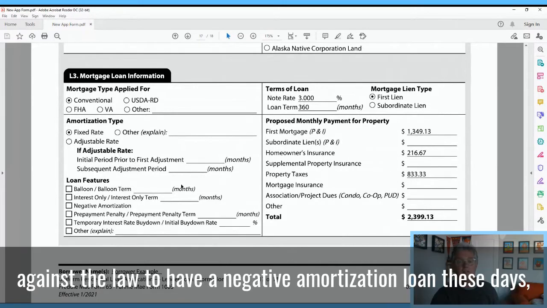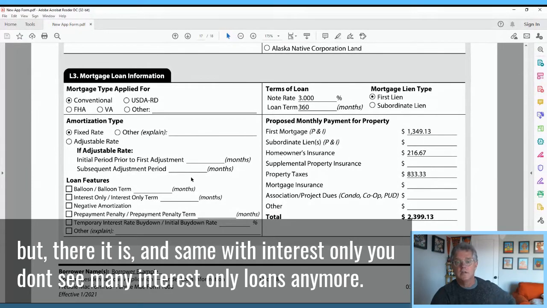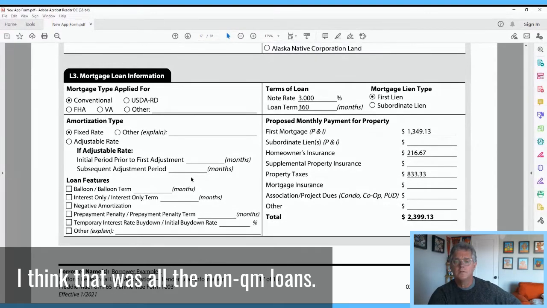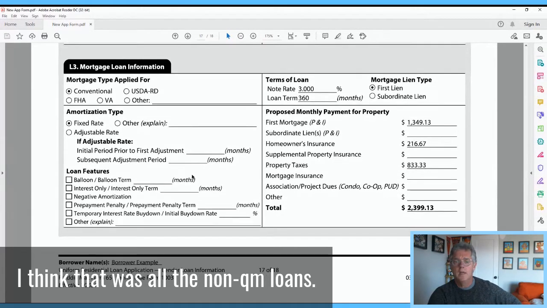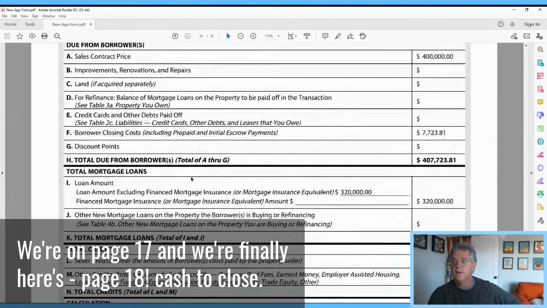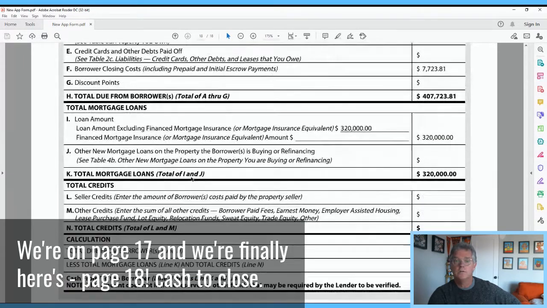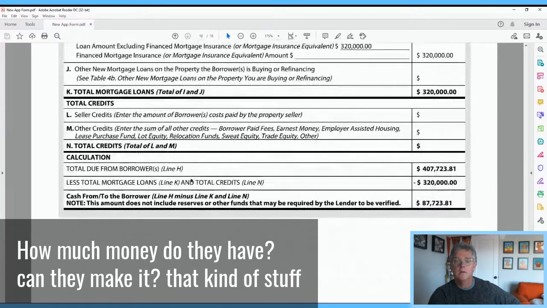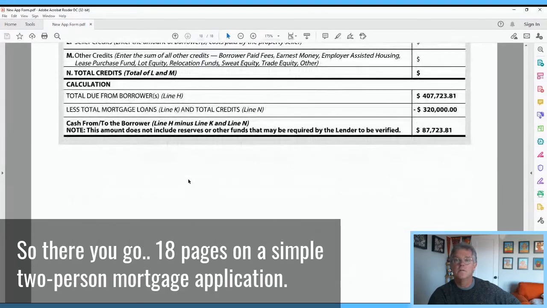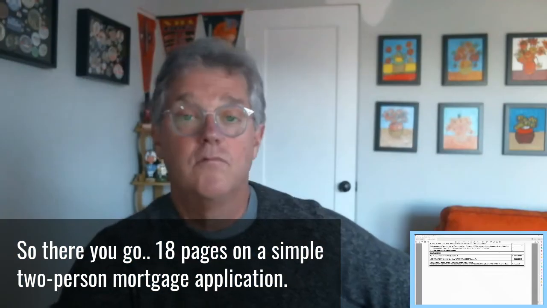Pretty sure that it's against the law to have a negative amortization loan these days, but there it is. And same with interest only. You don't see many interest only loans anymore. I think that was all the non-QM items. We're on page 17, and we're finally, here's page 18, cash to close. How much money do they have? Can they make it? That kind of stuff. So there you go. 18 pages on a simple two-person mortgage application.